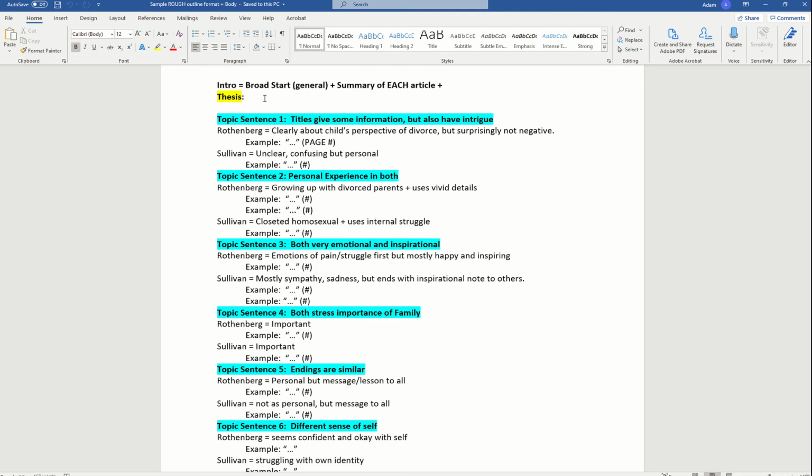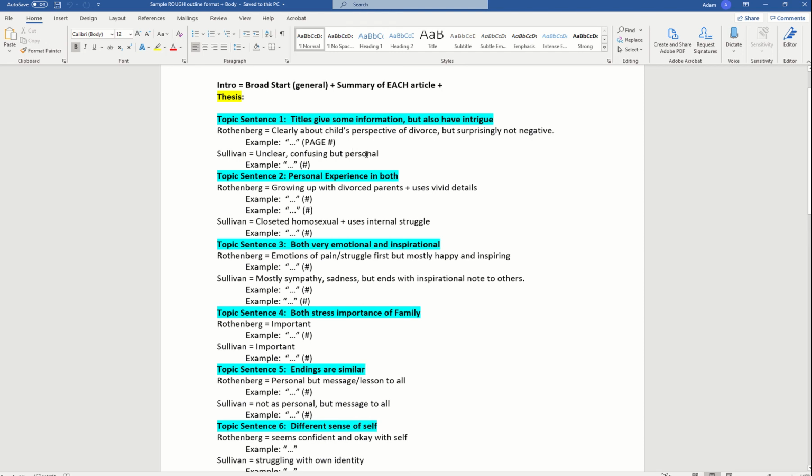However, I would not come up with my thesis until after I've come up with all my topic sentences. My topic sentences tell what my paragraphs are going to be about. And if my thesis is going to tell what my whole paper's about, I can't really know what my whole paper's about until I decide what my paragraphs are going to be about.